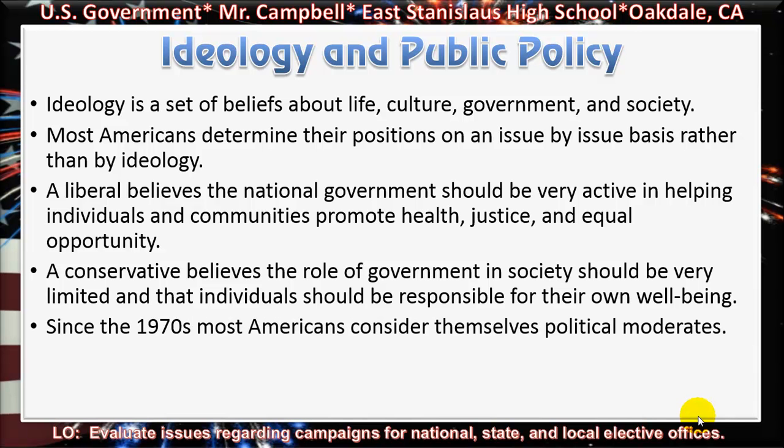Since the 1970s, most Americans consider themselves to be political moderates, which means they're probably somewhere in the middle or close to the middle between these two extremes. They're not entirely liberal on all issues, and they're not entirely conservative on all issues. They believe that there's kind of a happy medium.